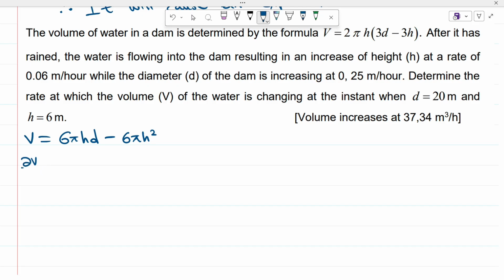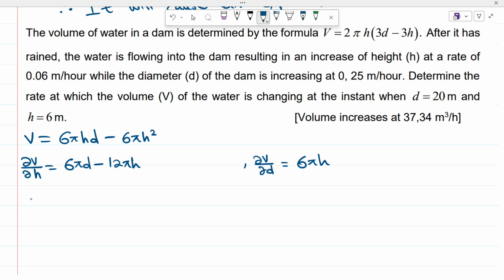The partial derivative of v with respect to h is going to be equal to 6 pi d minus 12 pi h, right? And then let's differentiate again partially, this time with respect to d. This is just going to be 6 pi h when we differentiate with respect to d.